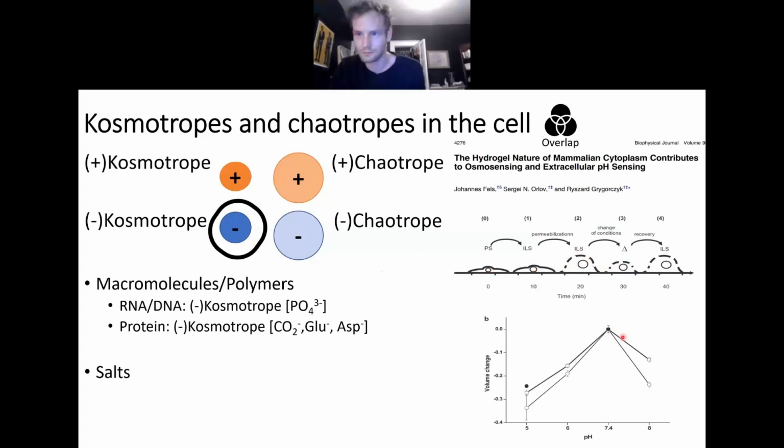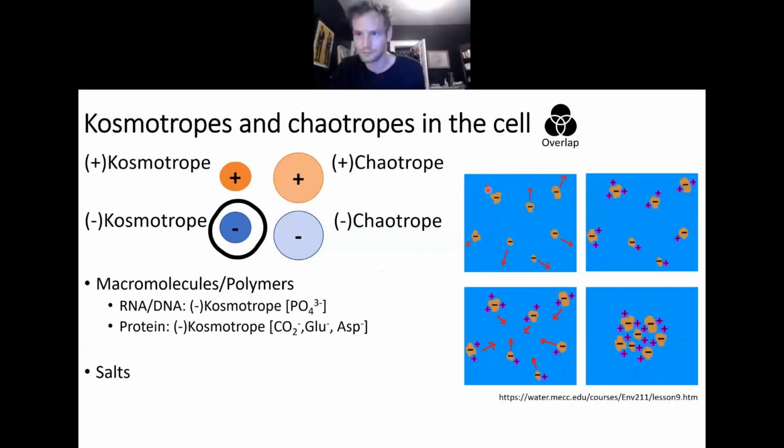And what they found was that whenever they deviated the pH from 7.4, the cell's volume decreased. And one way to interpret this is that at pH 7.4, which is our blood pH, nice and neutral, all these things are negatively charged. The strong cosmotropes are pushing each other away. And then as you get some positive charges from the lower pH, or you start to affect this ability to repel each other, they'll start to aggregate.